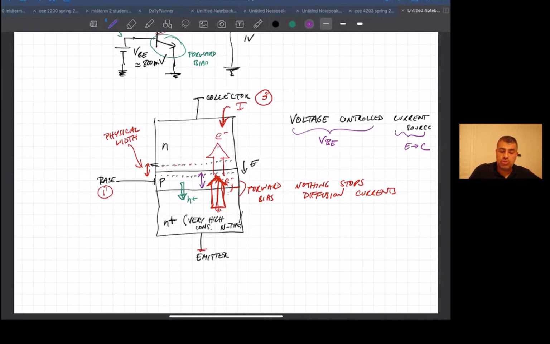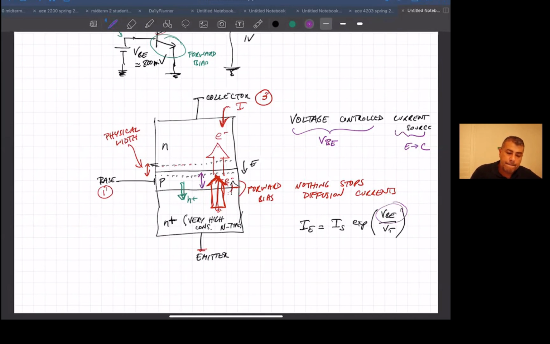voltage controlled current source. And then the other thing to remember is that, if you guys remember the PN junction, this current as a function of the base-emitter voltage, so I sub E is I sub S times e to the base-emitter voltage over VT. So it's an exponential relationship of this current compared to the base-emitter voltage input. So it's a very, very high sensitivity type of modulation.